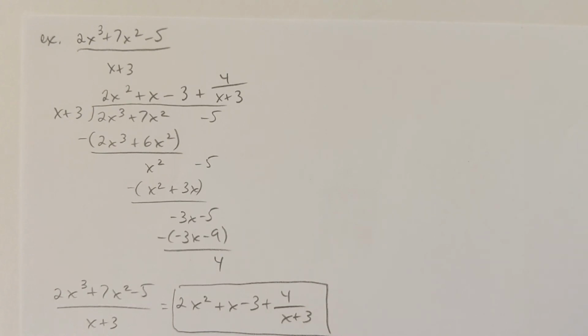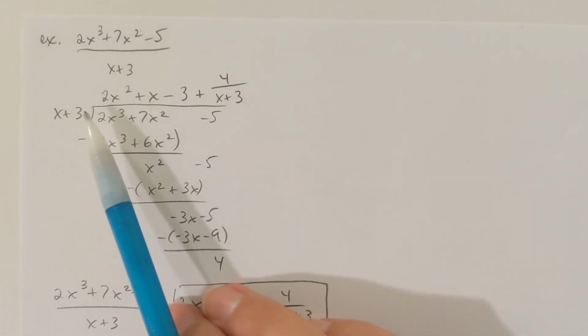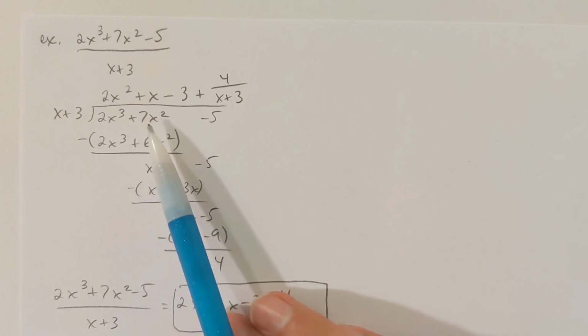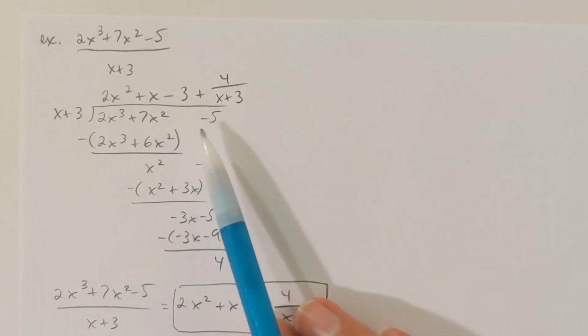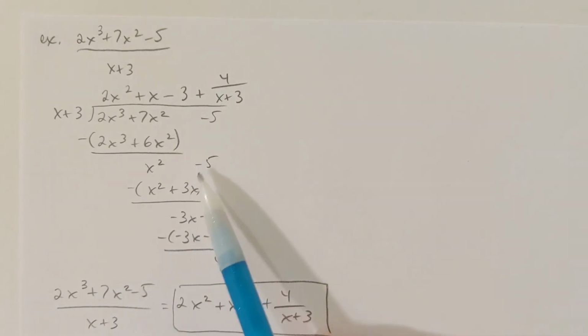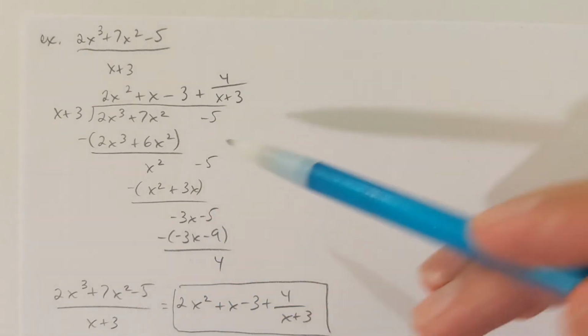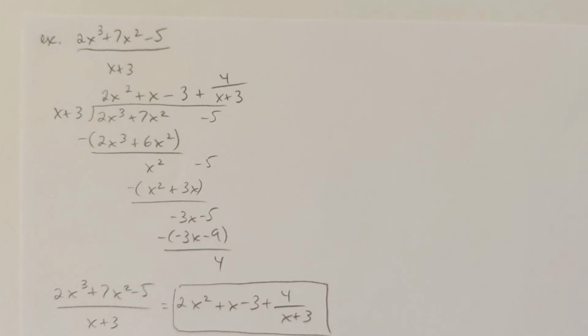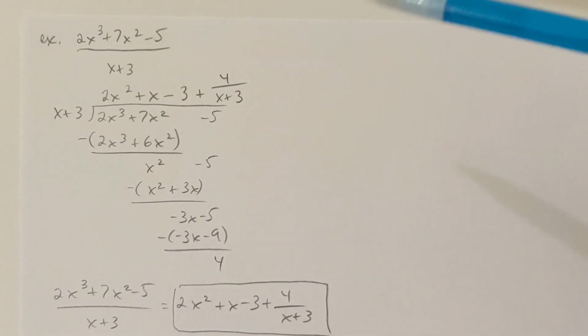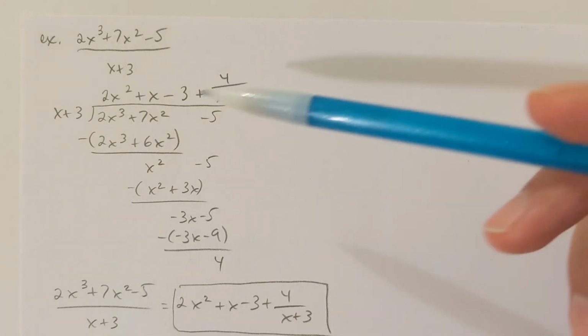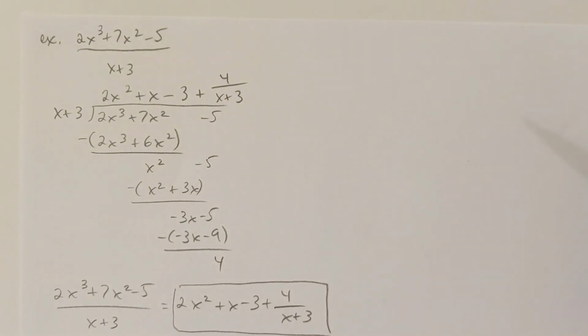Another example. Suppose that we have 2x cubed plus 7x squared minus 5 divided by x plus 3. Well, x plus 3 is going to go outside the division bar. 2x cubed plus 7x squared minus 5. Leave a gap between those last two terms there, just so when we divide, we make sure our columns are in line. And I'm thinking of an expression such that when I multiply by x plus 3, the leading term is 2x cubed. 2x squared should do it.